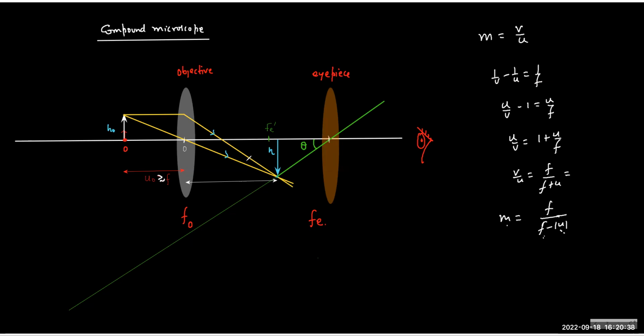Okay. Now the distance of the first image from the objective we write as VO. And the distance of the first image from the eyepiece we can write as UE. So I hope the terminologies are clear. The U naught, V naught, UE. Yes. Everything is clear. Okay.